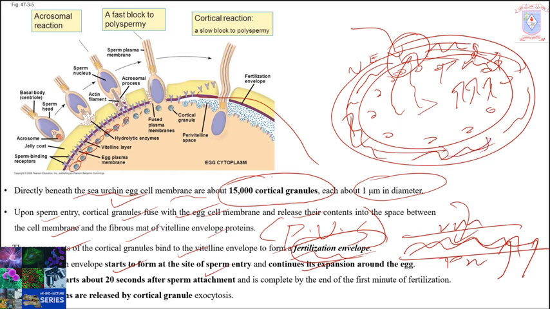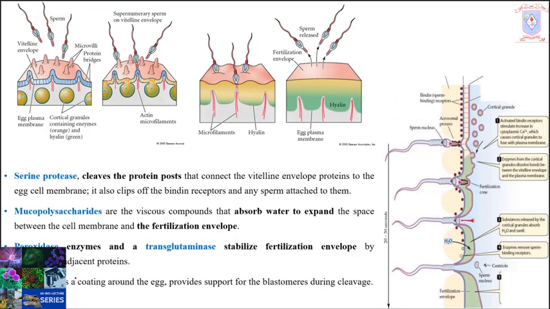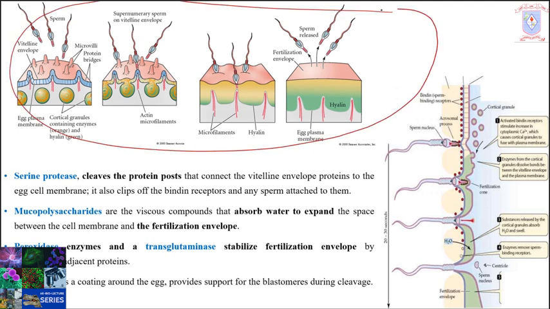Okay, this process starts about 20 seconds after sperm attachment and is complete by the end of the first minute of fertilization. Several proteins are released by cortical granule exocytosis. The proteins present in the cortical granules are serine proteases, mucopolysaccharides, peroxidase, and hyalin. These four proteins all have different functions in the process of slow block to polyspermy.